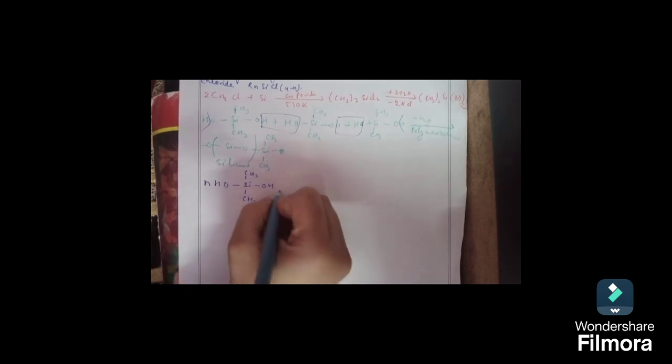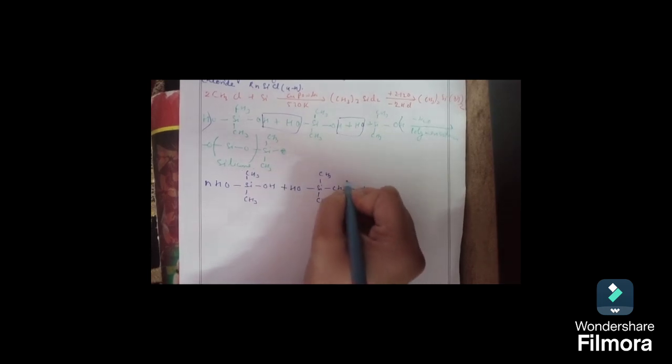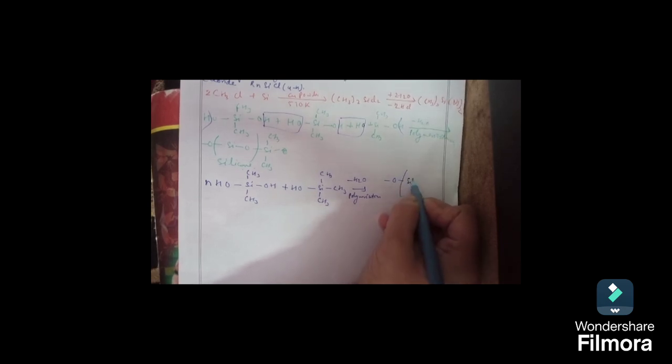Now we go for the chain length of the polymer, which can be controlled by adding (CH3)3SiCl, which blocks the end, as we'll discuss. Silicon, Si, CH3, CH3, and this is CH3.